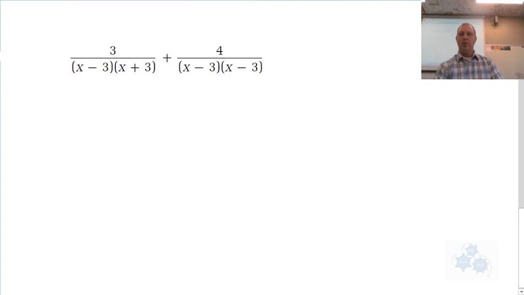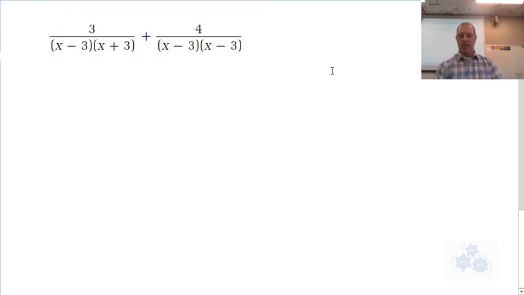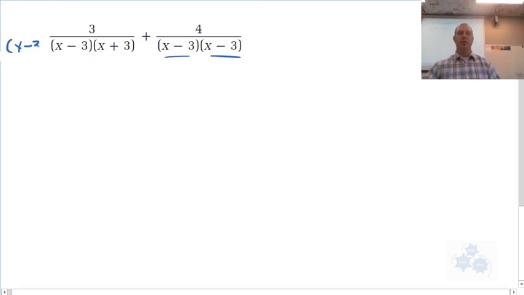Okay, and I know this might seem like kind of boring stuff. Maybe it is, but it's really important. Okay, it's really important to get this straight. So this one on the right has 2 factors of x minus 3, so this one needs 2 as well. You see that? They both need to be the same. And so I'm going to multiply the top by x minus 3 and the bottom by x minus 3.